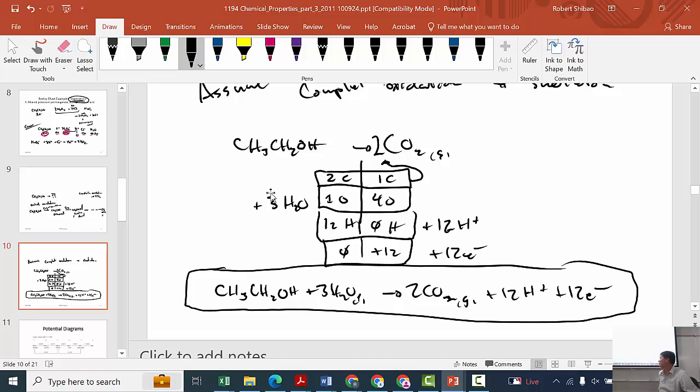So let's just check for balance. When we check for balance, we check that the atoms are balanced. So 1, 2, 2 carbons; 3, 5, 6 plus 6 is 12 hydrogens; 1 plus 3, 4 oxygens, 4 oxygens here. So the atoms are balanced. Then we check charge balance: 0 plus 0, and 0 plus 12 minus 12 is 0. So 0, 0. So this is balanced. This looks good.